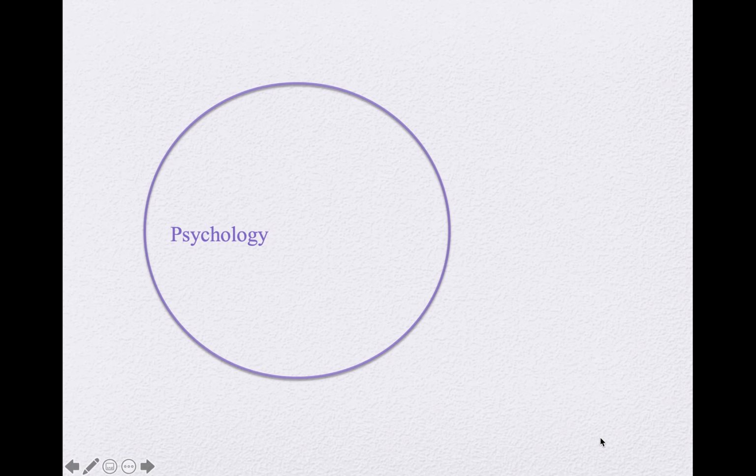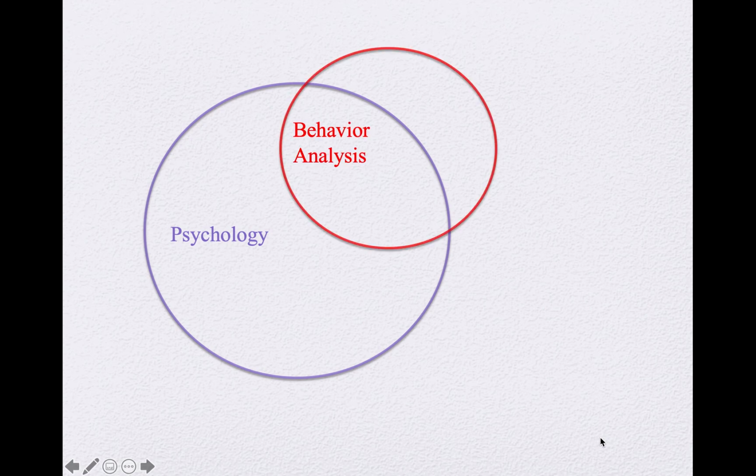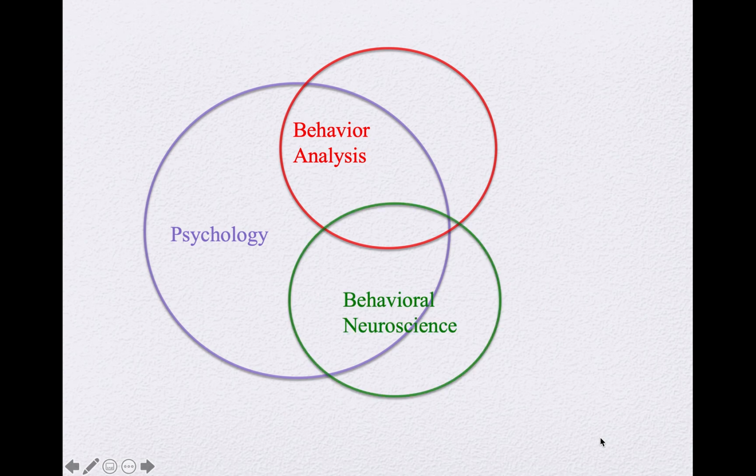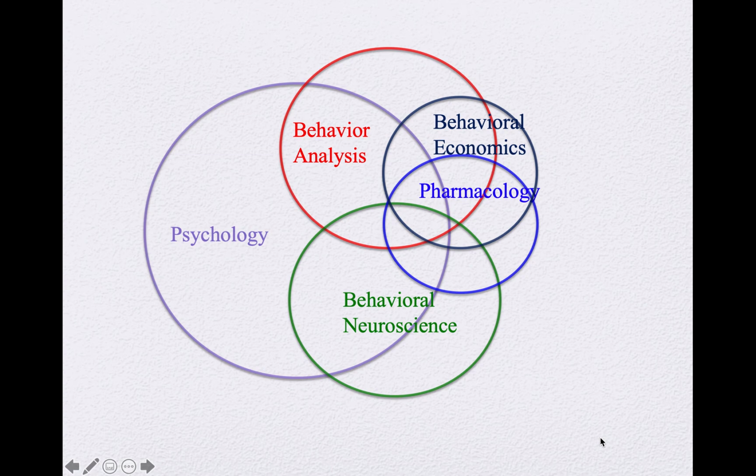You could think of behavior analysis as part of psychology, but certainly not the entire part. Behavioral neuroscience also overlaps with both psychology and behavior analysis, as does pharmacology, the study of drug effects on behavior. Behavioral economics is the study of economic variables that affect behavior, and I'm somewhere in between there, that little spot there. I do a little bit of all.